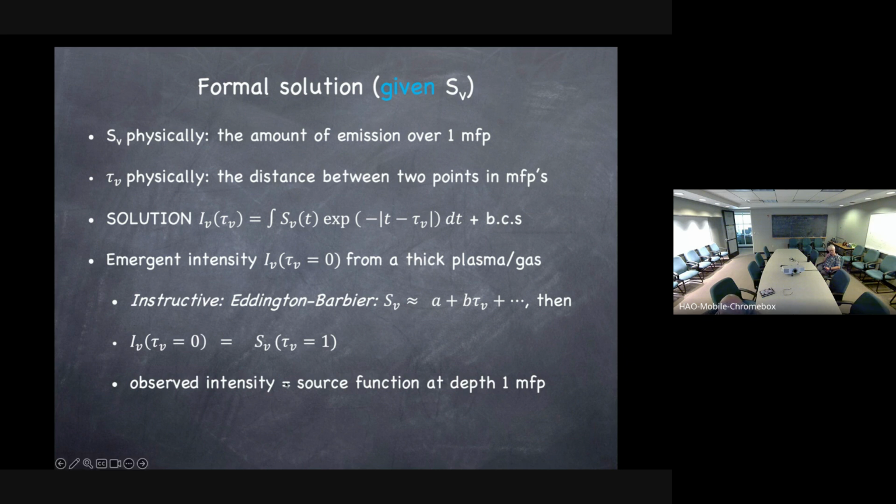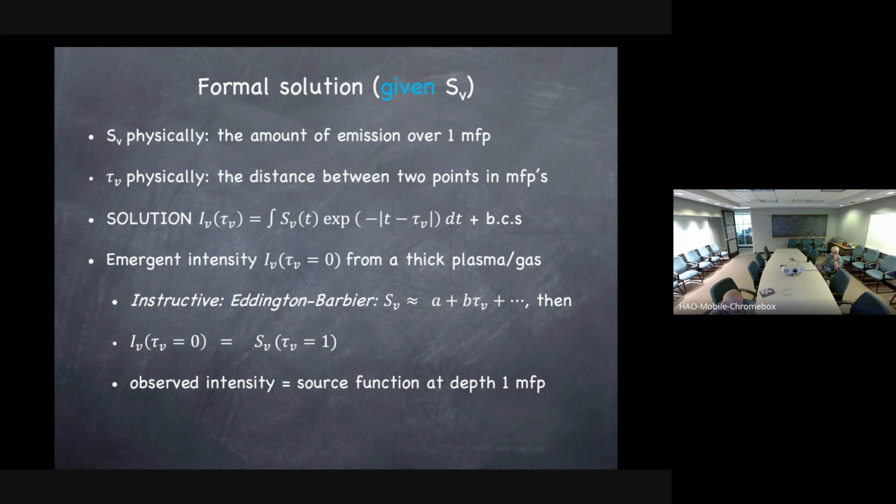So what we see from that then is that the emergent intensity, this is tau equals 0. So this is kind of messy, but this is very simple. This is just saying how bright is the disk of the sun? Well, it's about the source function at one optical depth. So that's absolutely the first result in radiative transfer that's worth remembering, but you have to remember that it can't be changing too much with depth, okay?